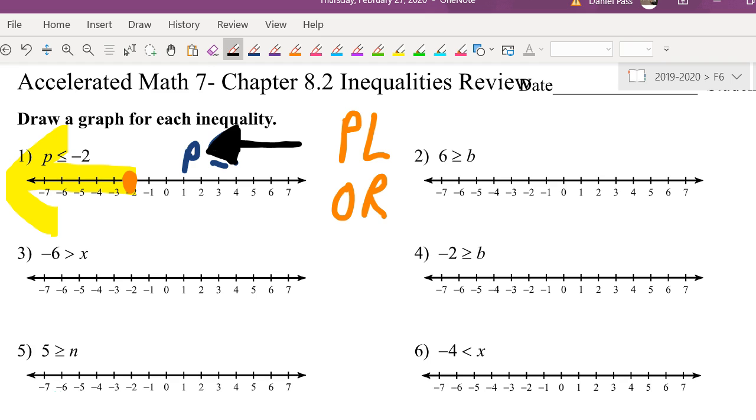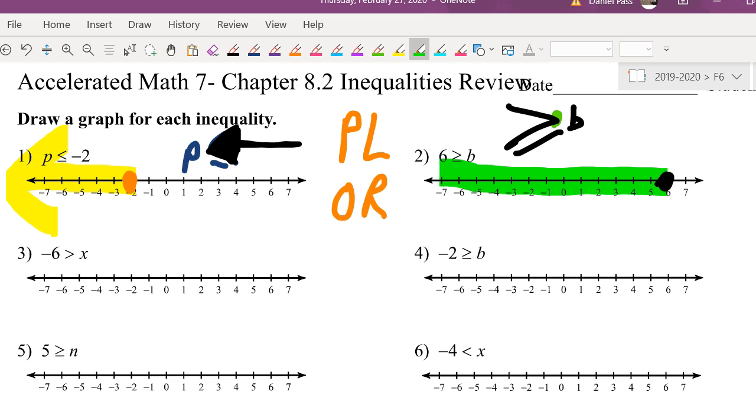Well, let's try number 2. Closed circle or open circle? Closed circle. How do you know? Because it's got the line. Now I'm going to write the sign big and the letter small. Is it on the pointy or open? It's pointy again, right? So pointy means go to the left. Pointy, left, and open, right.